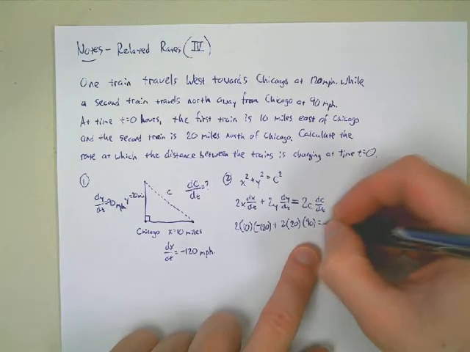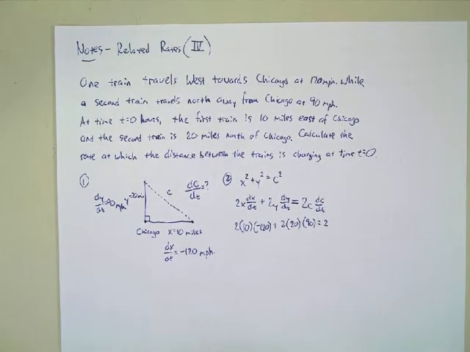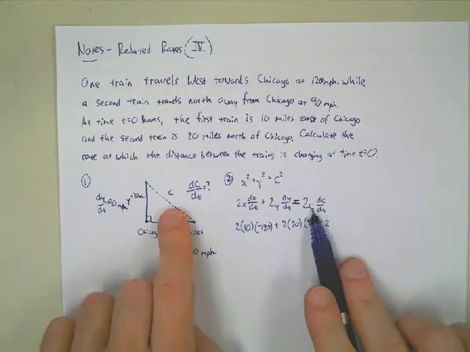Equals 2 times c. But what's c? I don't know. Speed of light. C is the speed of light, that's right. In a vacuum. No, yeah, but in this case we don't have the value of c. Is that okay? Well, we've got to find it.